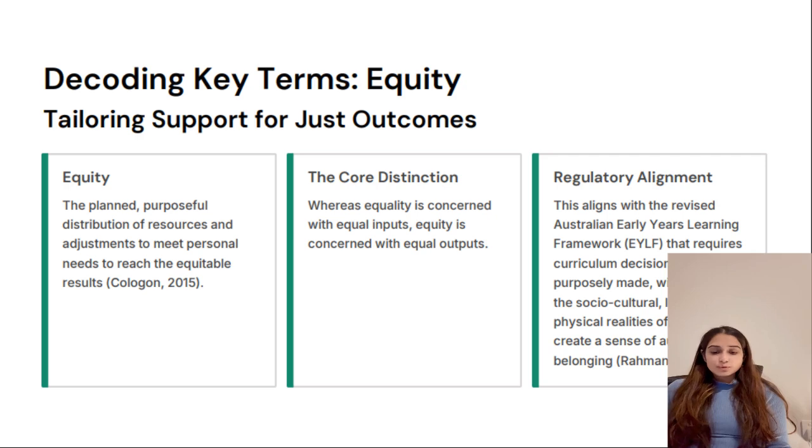We are not trying to treat everyone the same. We are trying to give everyone what they need to succeed. This directly aligns with the updated Australian Early Years Learning Framework, which mandates that our curriculum decisions must intentionally account for a child's social, cultural, linguistic, and physical realities.